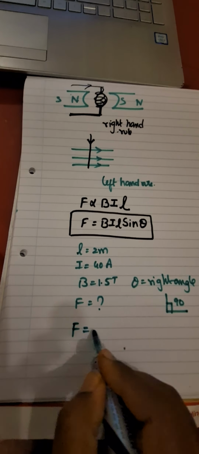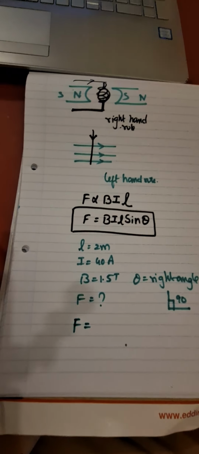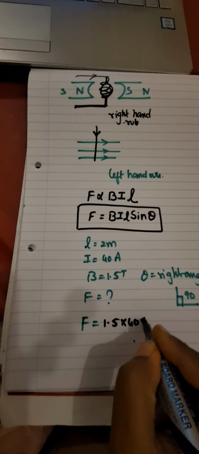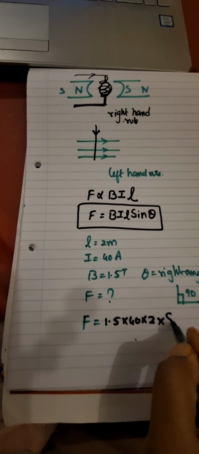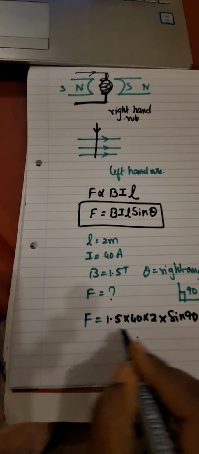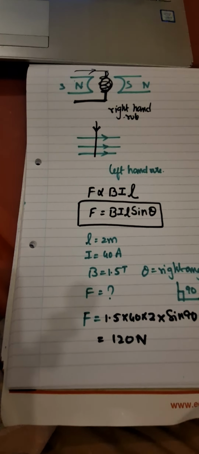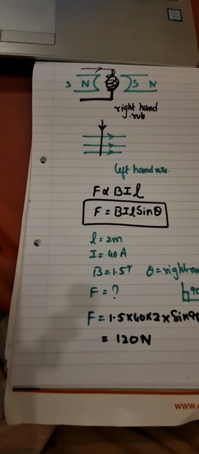So obviously I can say F is equal to BIL sin theta. BIL means B is 1.5, I is 40, L is 2 and sin theta is sin 90. So if you solve this you will get 120 newtons. So this is the force.